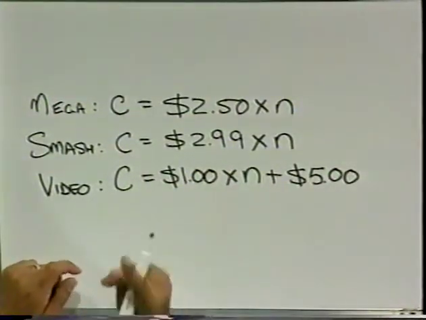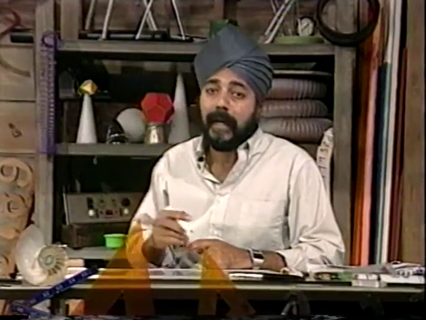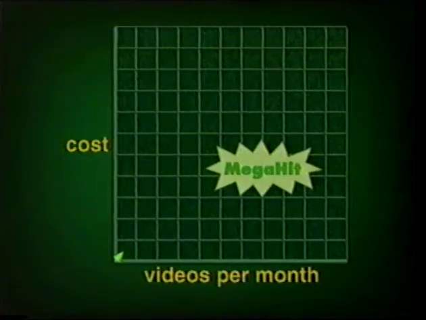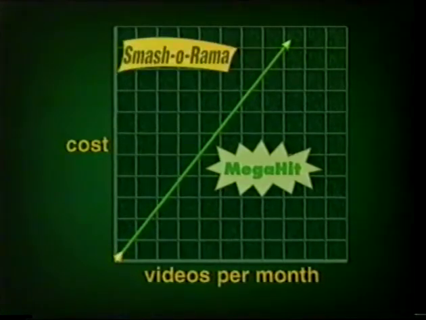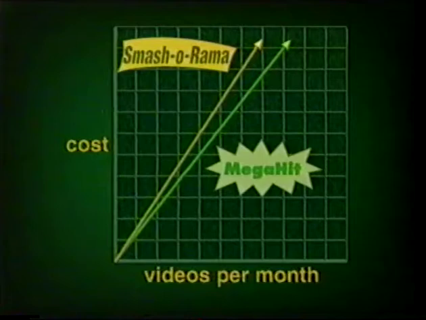Now, I'm going to get Euclid to graph these three equations, and you'll see how a graph can help you solve problems like these. Euclid, with Megahit, as you rent more movies, your cost increases steadily. Now, let's add Smash-O-Rama. Like Megahit, Smash-O-Rama increases steadily with the number of videos rented, but it increases faster. So far, it's an easy decision. Megahit is always cheaper. The line graph for Megahit is always below that of Smash-O-Rama. So no matter how many videos you rent per month, the cost at Megahit is always below that of Smash-O-Rama.